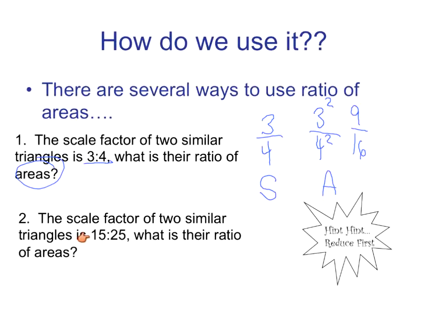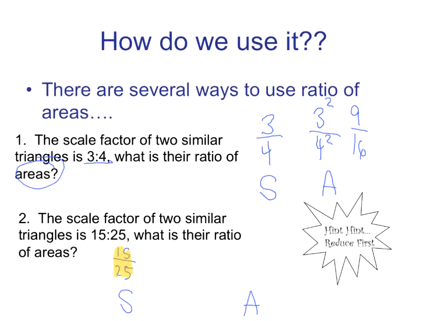The scale factor of two similar triangles is 15 to 25. What's the ratio of their areas? So we're going to write my S with 15 to 25. Now, before you go any further, before we go to my A, I have to ask you a question. What do we notice about our starting fraction? Do we see anything? I can simplify it. So 15 over 25 can be simplified.